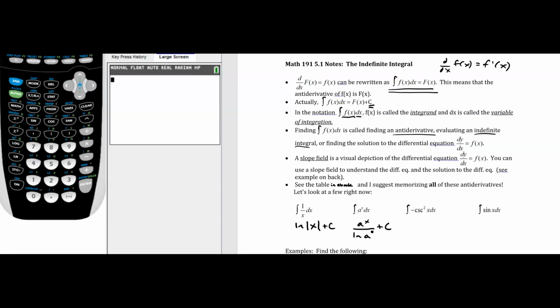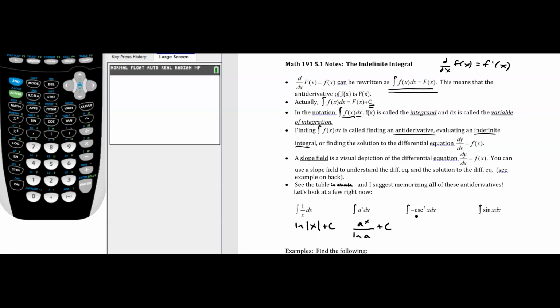And the cool thing with antiderivatives is you can always go through this checking process. You can say, let's do the derivative of this and see if we get back to where we started. The derivative of a to the x is a to the x times the natural log of a. So the natural log of a's, your constants, would cancel, and you would just get back to a to the x. Or like in this one, the derivative of natural log of absolute value of x is just 1 over x. Okay, this one right here.